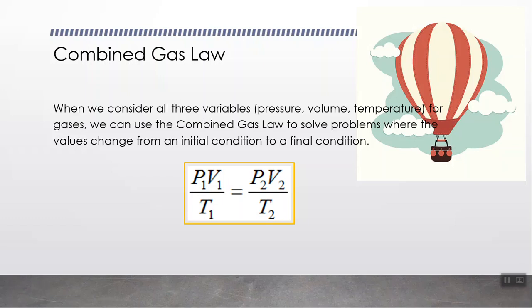And remember how to do that? You add 273 to your temperature that's in Celsius in order to get Kelvin. So let's use this combined gas law and look at a few practice problems.